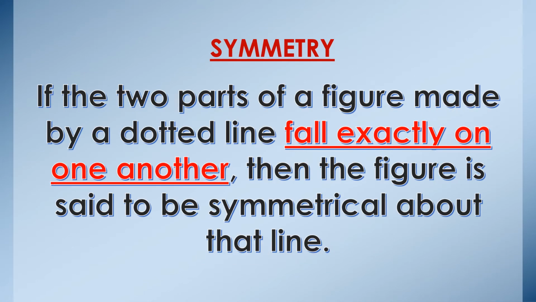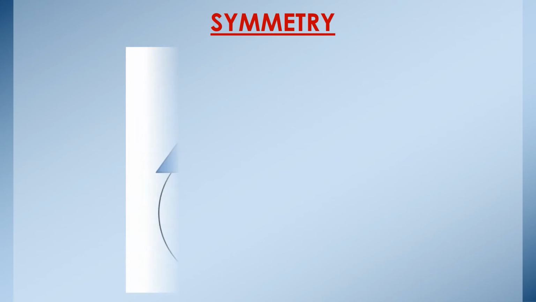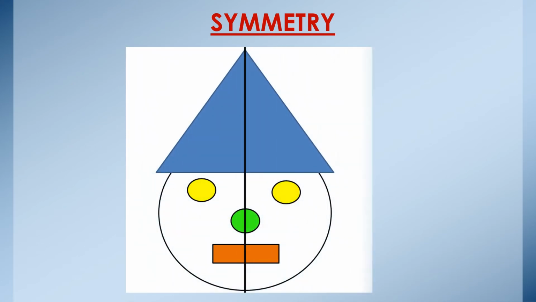Symmetry. If the two parts of a figure made by a dotted line fall exactly on one another, then the figure is said to be symmetrical about that line. Let us see some more examples.